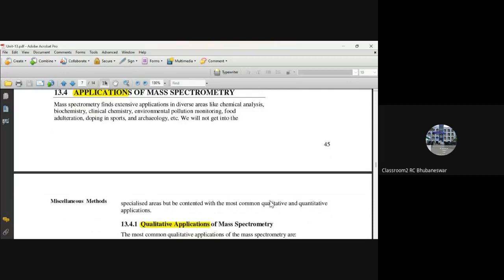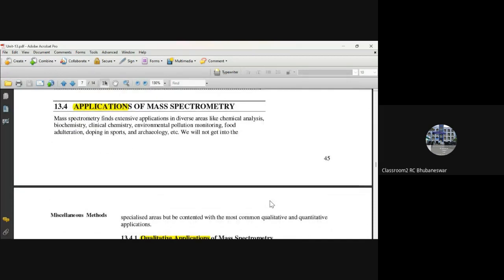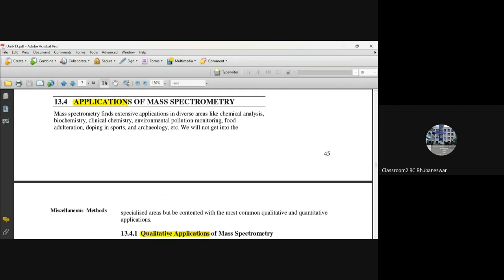Then coming to the application of mass spectrometry, even if it is mass spectroscopy or any other spectroscopy, till now you have studied many applications. All these spectroscopic methods have biological applications, environmental applications, geological applications, and you can predict the adulteration part also. If some contamination is there, that also you can predict through your spectroscopic method.